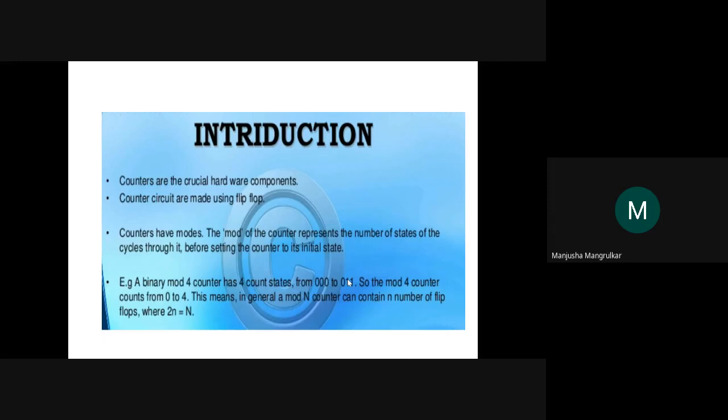A flip-flop is a memory cell. Suppose the flip-flop has 1. The next time the counter is incremented, it will be 2. Then again incrementing, it will be 3, because the 2 is stored in the flip-flop. So a counter makes use of flip-flops, right? This is the very basic fundamental of a counter. A counter is designed using flip-flops.